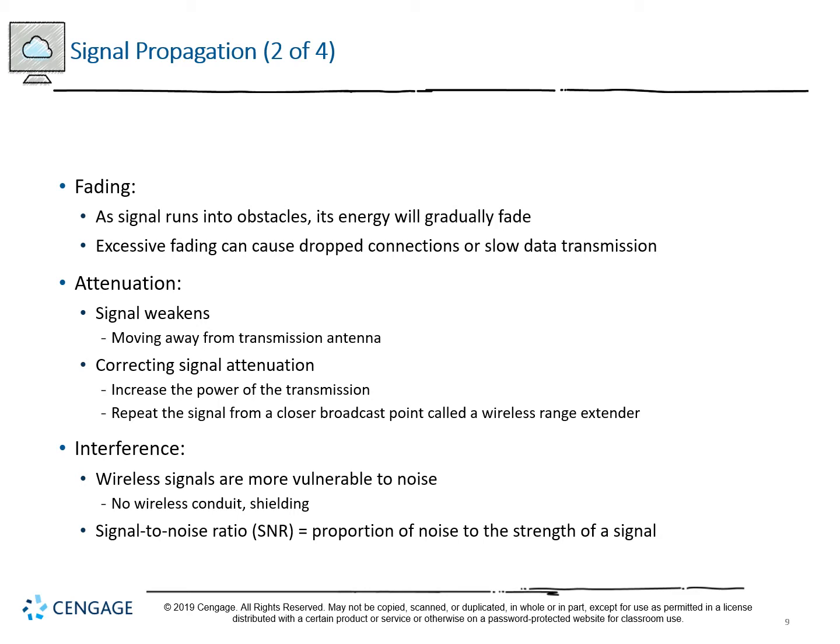From the source, we will lose signal until we reach a point where the signal no longer moves forward. Or if it does move forward, its degradation is such that it's no longer usable. So how do we correct this? Well, we either increase the power of the transmission at the origin, or we repeat the signal from a closer broadcast point called an extender.